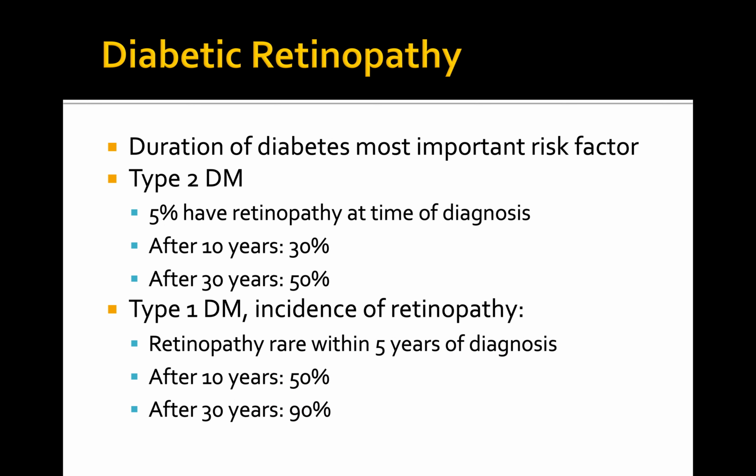Duration of diabetes is the most important risk factor in determining whether or not an individual with diabetes may have diabetic retinopathy. If you're type 2 diabetic, at the time of diagnosis, 5% will already have diabetic retinopathy. After 10 years, 30% will, and after 30 years, 50% will. For type 1 diabetics, the evidence is more grim. At time of diagnosis, it's uncommon to have diabetic retinopathy. However, after 10 years, 50% will, and after 30 years, almost all people with type 1 diabetes will have some degree of retinopathy.